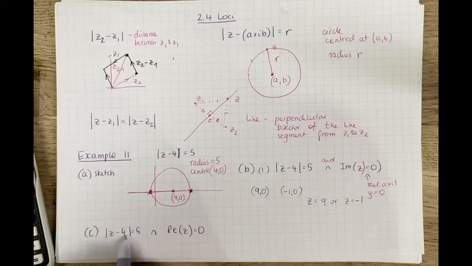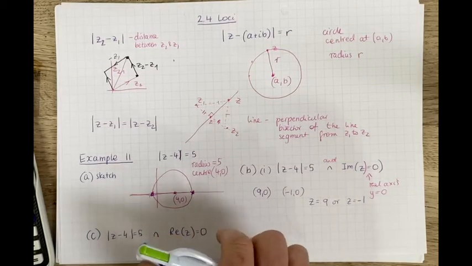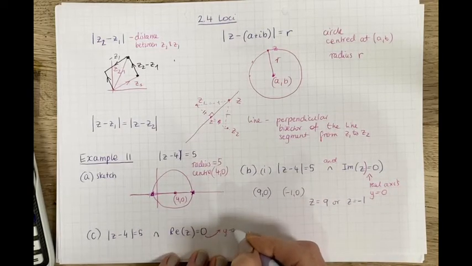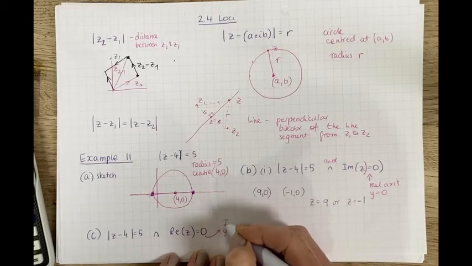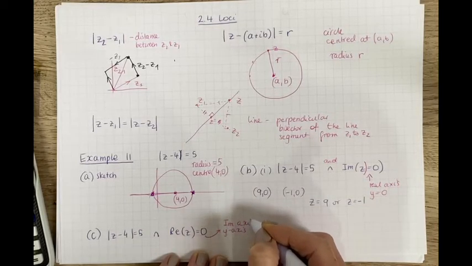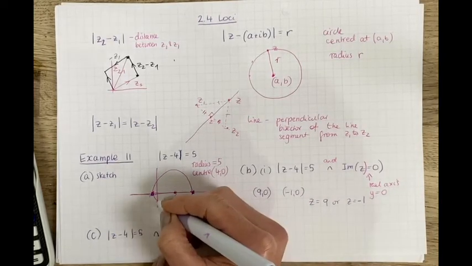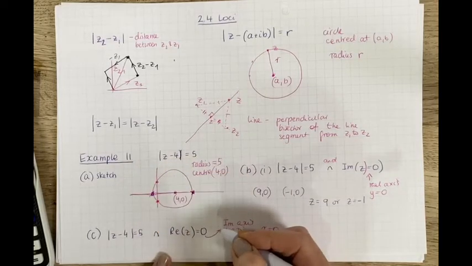Okay, so we'll have a look at the second part, C. Now we've got the same circle again, but this time we want a line, the set of all the points z that have the real part equal to 0. So there is no real part. So we're talking about our y-axis, the imaginary axis. That means the equation is x equals 0. They will only have i bits. So we're talking about these 2 points.